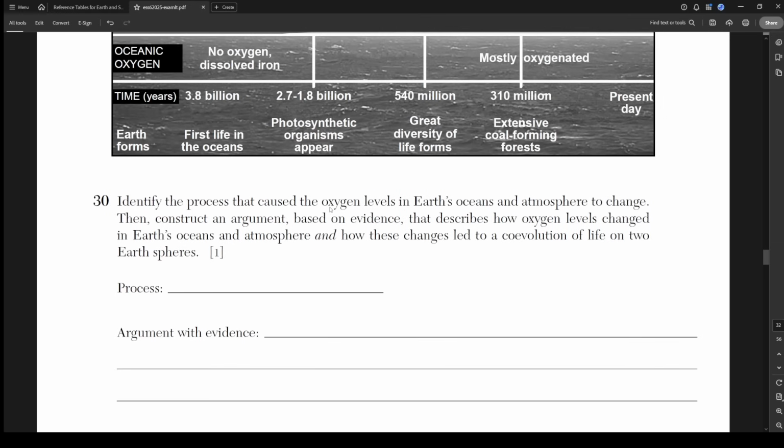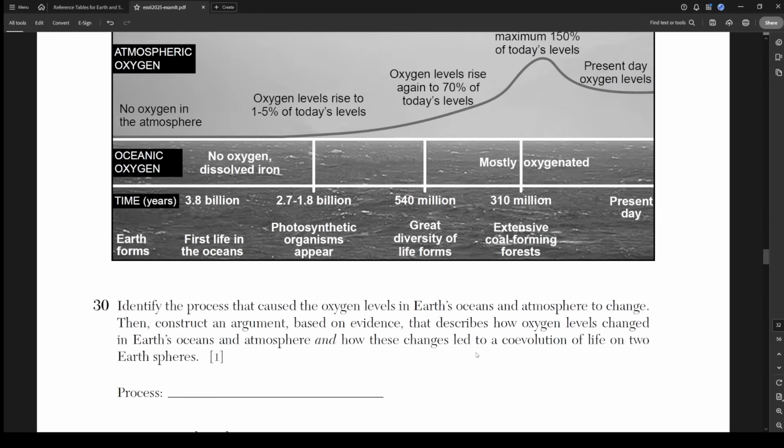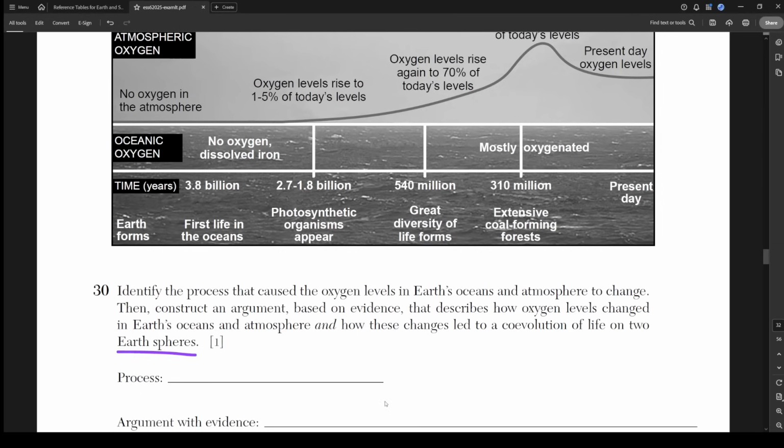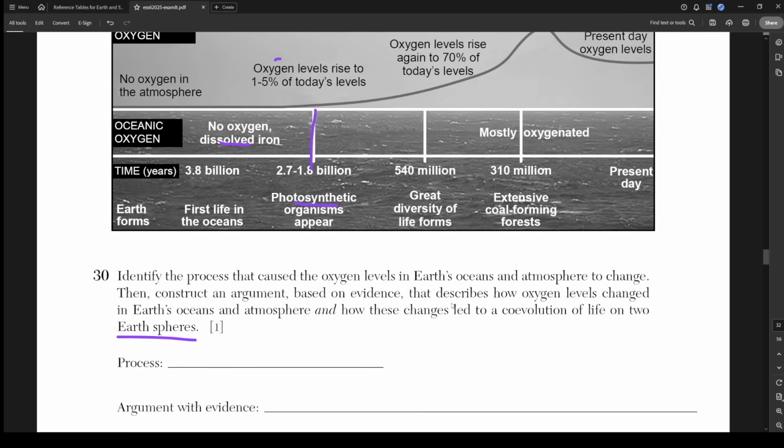Identify the process that caused the oxygen levels in the oceans and atmosphere to change. Then construct an argument based on the evidence that describes how oxygen levels change in the oceans and atmosphere and how these changes lead to a coevolution of life on 2 Earth spheres. Oh my gosh. Okay, let's take this step by step. The process that caused the oxygen levels to change. Let's see. Oxygen levels. Boom. Done. Photosynthesis. Okay, so there's my process.